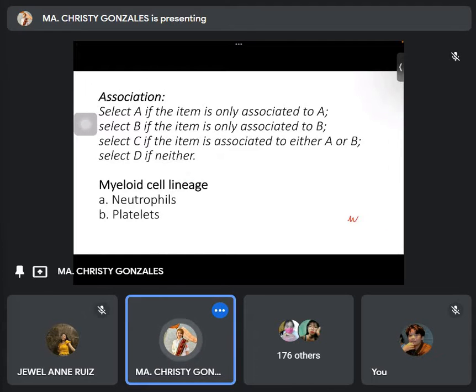Association again. Myeloid cell lineage. Everything is under myeloid except the lymphocytes, including your B cell and T cell. Myeloid includes the granulocytes, neutro, eo, baso, including your platelets and your red cells. So the answer here is letter C, true. Both neutrophils and platelets.